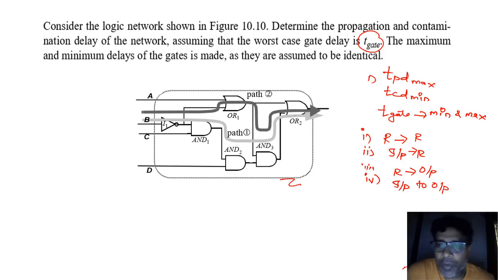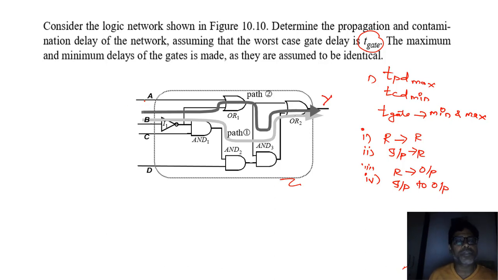As far as this particular problem is concerned, you could see there is no reg in this. It's only from input to output. So you have inputs A, B, C and D. The output you can name as Y. Right. So what are the paths possible? The path that could be possible is from A to the gate R1, R2, that could be one path.